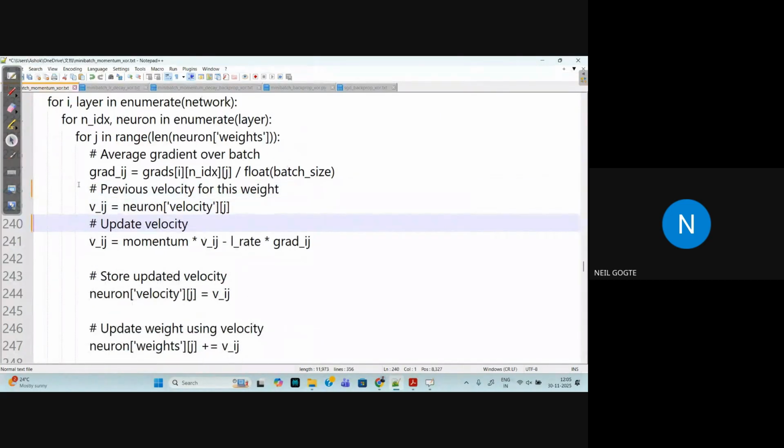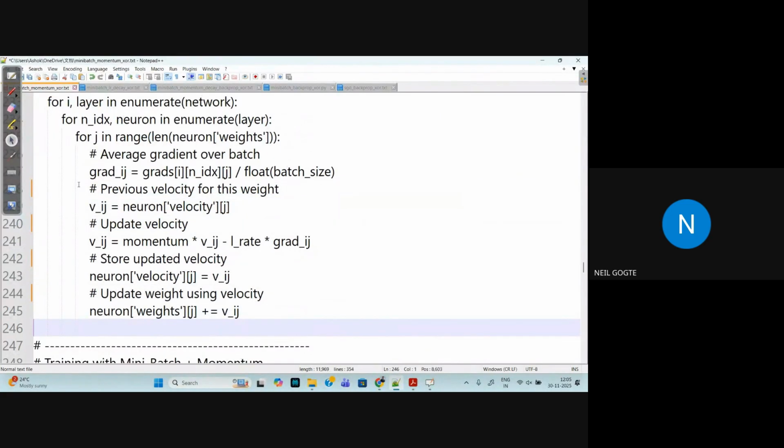Just a minute, I'm just going to show you the code. I think it's fairly easy to understand this code. This is the old update gradient. So we go through each layer in the network. We go through each neuron in each layer. Now we go to each weight in that neuron. J is a particular weight associated with that neuron.